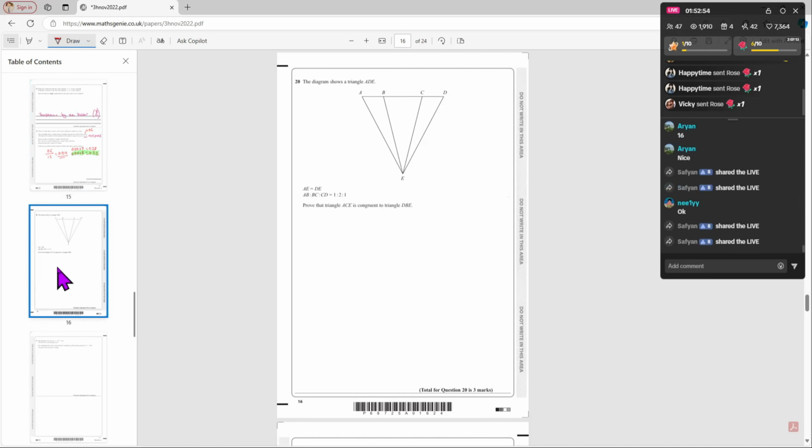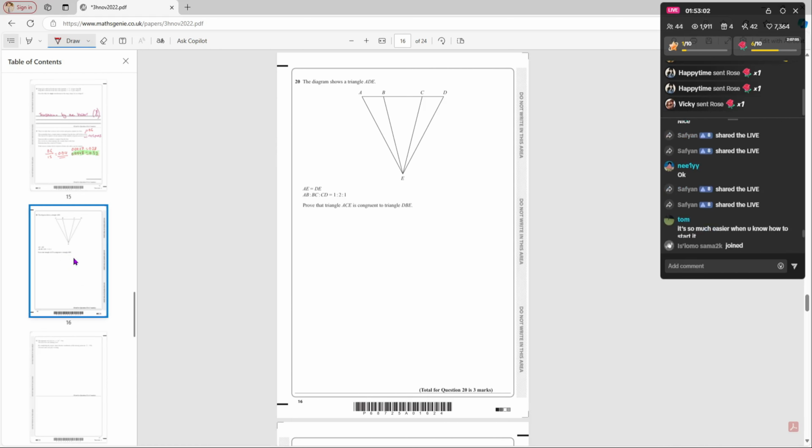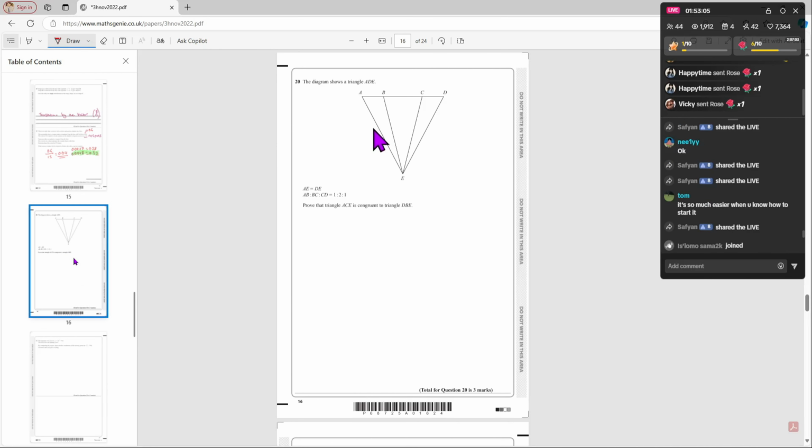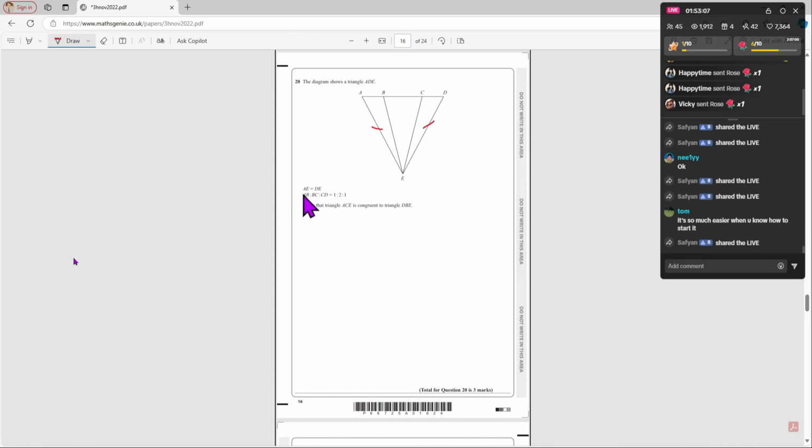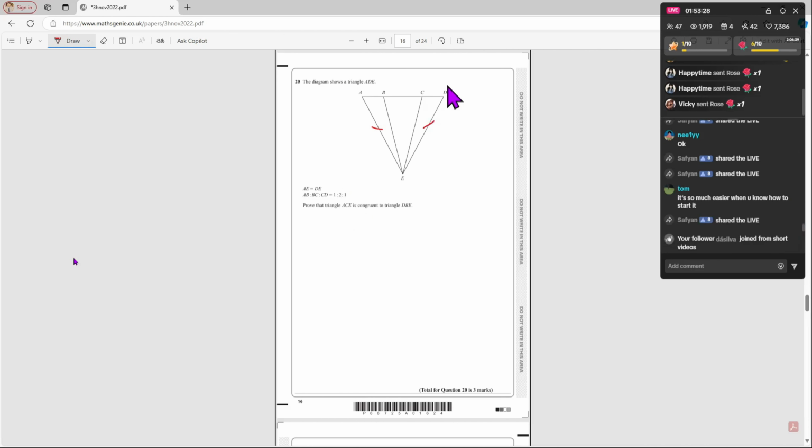So the diagram shows the triangle ADE. We know that AE is equal to DE, so these two sides are equal. We know that AB to BC to CD is 1 to 1. Prove that the triangle ACE is congruent to triangle DBE. It's a congruent question.